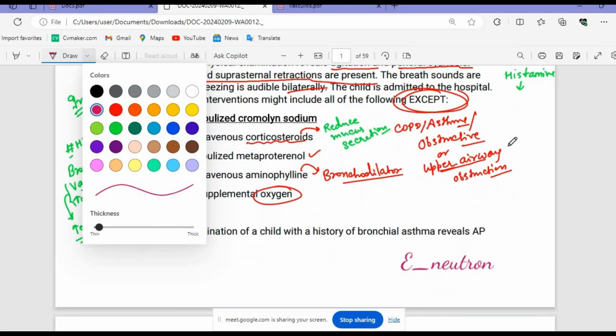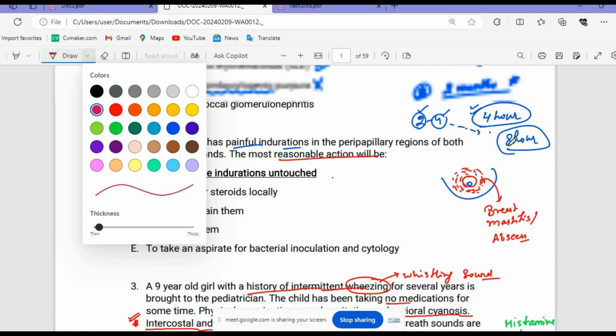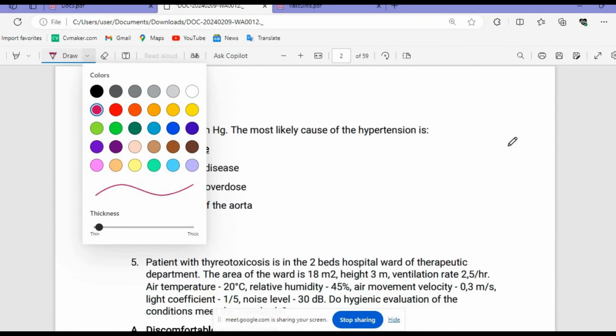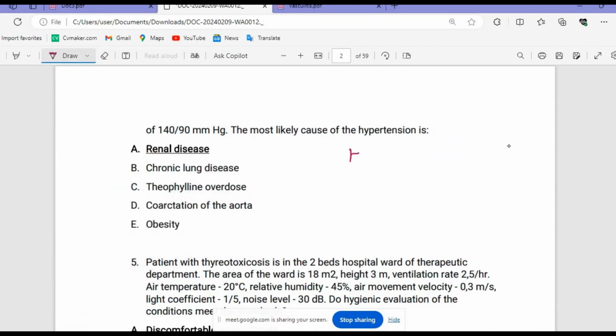Before going to the histamines, you should have this. Okay, let me write it here. We know the function of histamine: it causes the allergic reaction. Yes, that is what it does. This is type 1 hypersensitivity.